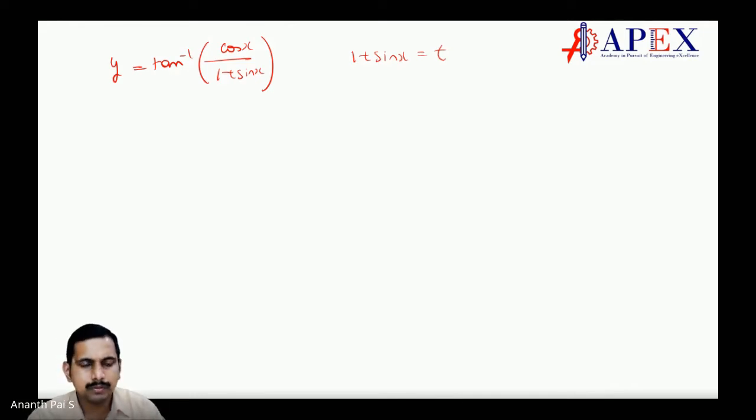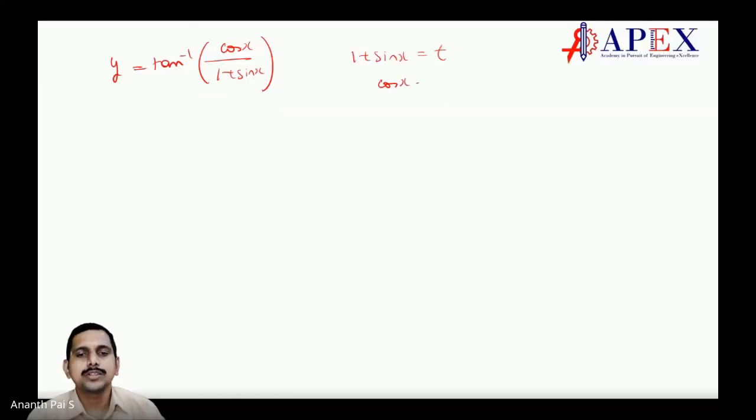So how will you proceed further? Cos x dx is equal to dt. I will write it. So what happens here? This becomes y is equal to tan inverse of cos x divided by, how will you substitute it?